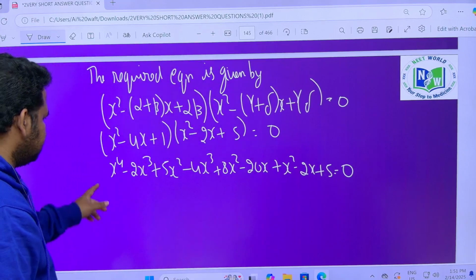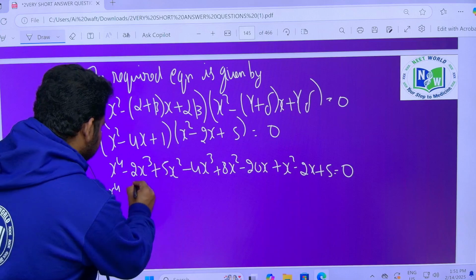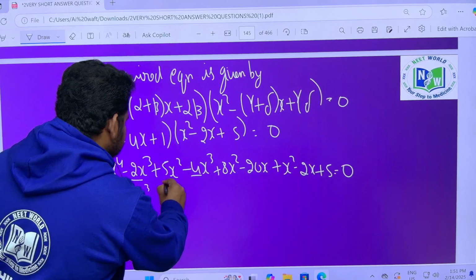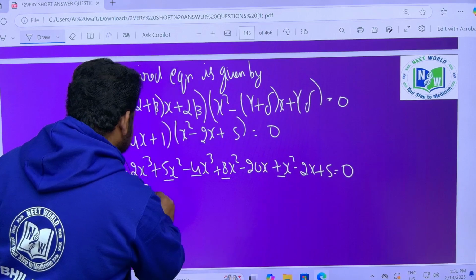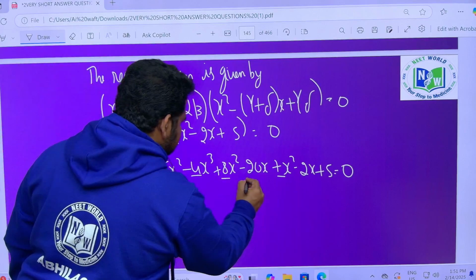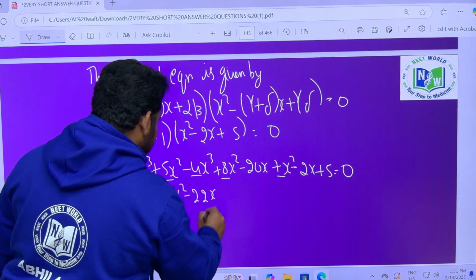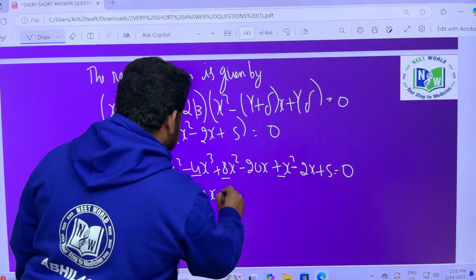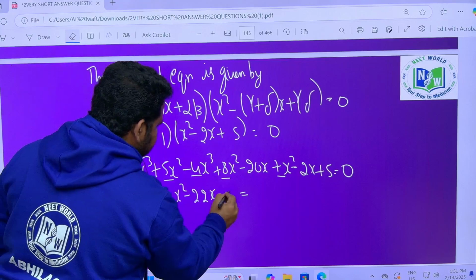Now let us simplify. x to the power of 4 is there, let us keep it as it is. For x cube, minus 2 and minus 4, that is minus 6x cube. For x square, 5x square plus 8x square is 13x square, plus 1x square, that is plus 14x square. What about x? Minus 20x and minus 2x will be minus 22x. Where is the constant term? The constant term is plus 5, and it will be equal to 0.